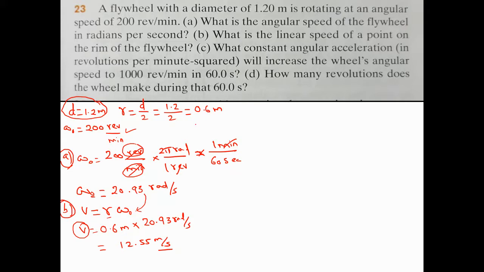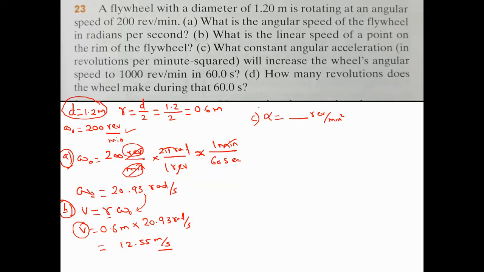Okay. Let's move to the third question. What is given in the third question? What constant acceleration will increase the wheel's angular speed to 1000 revolution per minute in 60 seconds? Brother, you have to give the angular acceleration value in terms of revolution per minute square. So no need to convert because they clearly mentioned it in the question. You have to give the answer in terms of revolution per minute square.